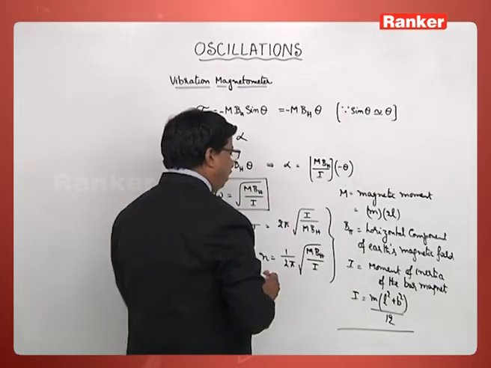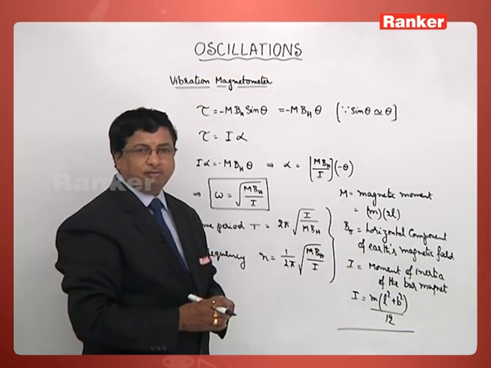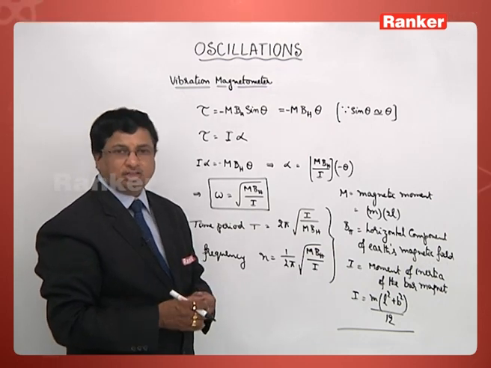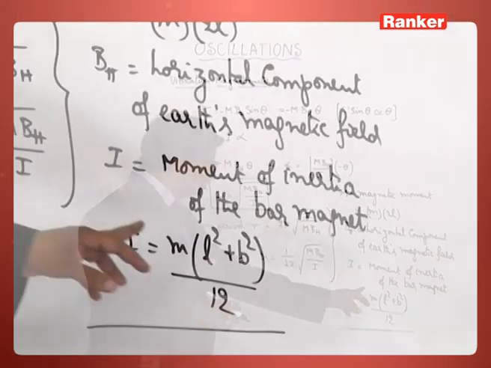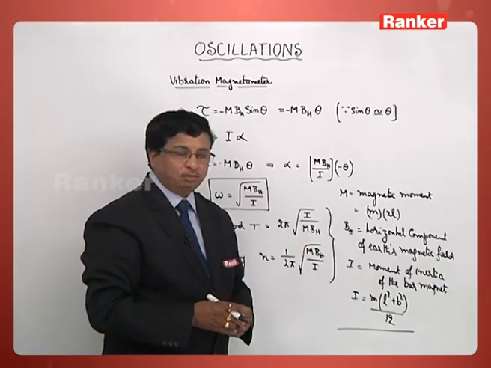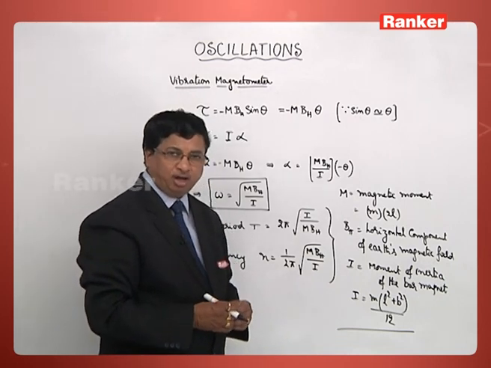But one should understand generally in the case of a bar magnet, breadth will be negligible when compared to the length. If they say the breadth is negligibly small, then we can rewrite the same equation as mL square by 12. So using that equation we can calculate I, that's moment of inertia.